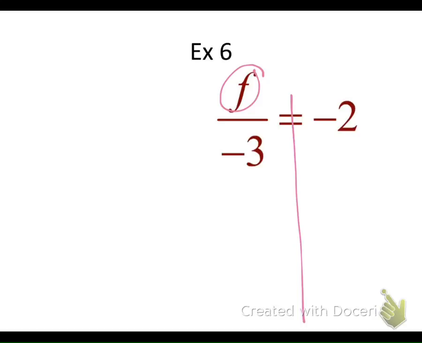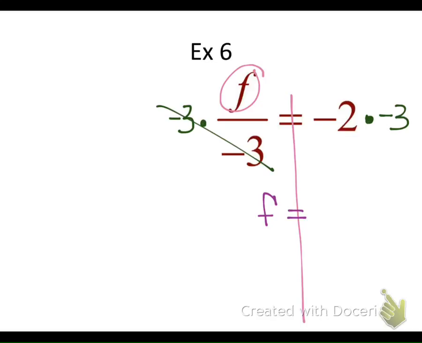So what's the inverse operation of division? In order to get rid of this -3, I have to do the opposite of division, which is multiply. So I'm going to multiply each side by what number? -3. By -3. Good. Make sure you take that negative with it. It cancels on my left, so my variable is now by itself. So I have f equals.